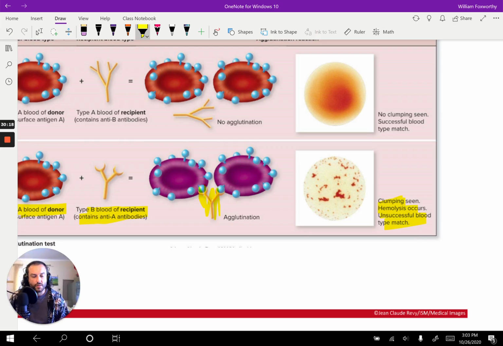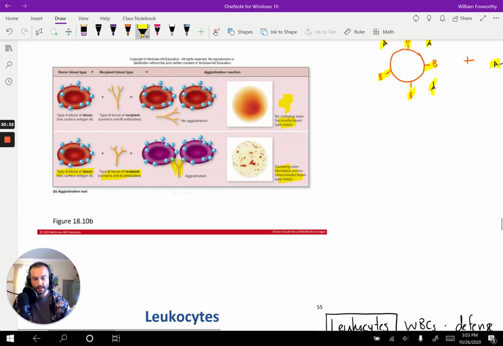Whereas if you have a successful match of blood types, there's not going to be any clumping, and it'll look more like this image here. So this is not even through a microscope. You can just put it in a small well dish, and you'll see that reaction pretty clearly just with the naked eye.